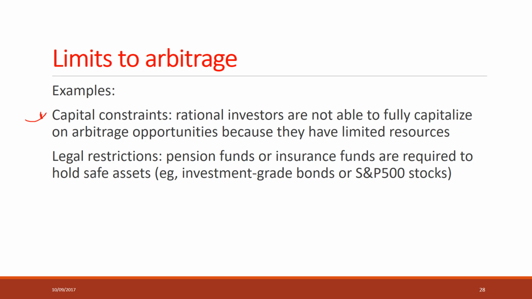We also have legal restrictions. For example, some sophisticated investors like pension funds or insurance funds have restrictions on what kind of assets they can invest in. For example, insurance firms can't buy bonds that are below investment grade. So if there is a mispricing in those riskier bonds, they can't take advantage of that.